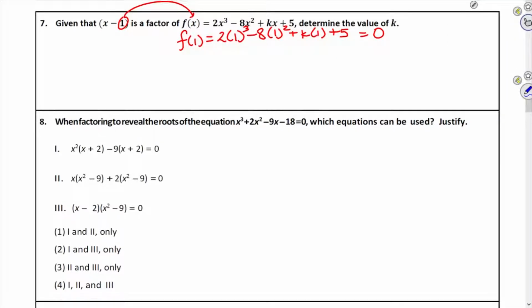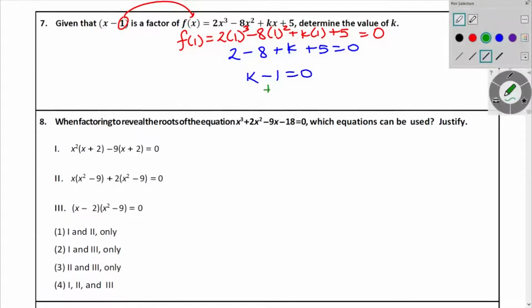Now I have a pretty basic equation to solve. Let me simplify a little bit here. 2 times 1 cubed is just 2. 1 squared is just 1, so minus 8, plus k plus 5 is equal to 0. Combining like terms, 2 minus 8 is negative 6, plus 5 is negative 1, plus k equals 0. Let's add 1 to both sides, and I get k is equal to 1.